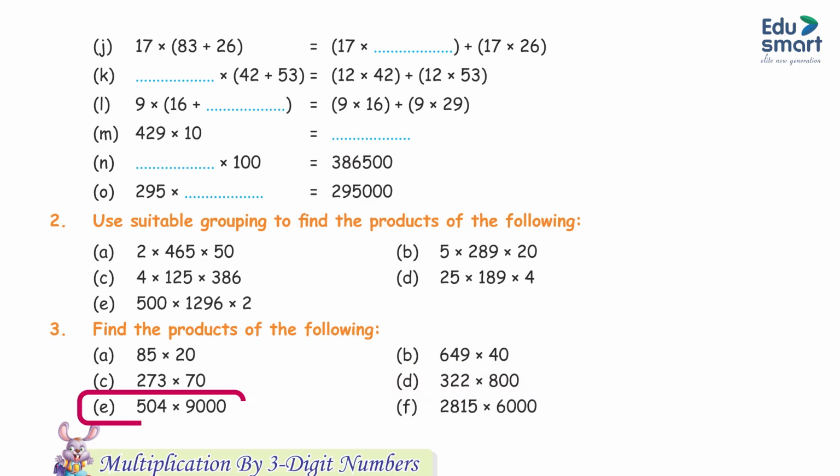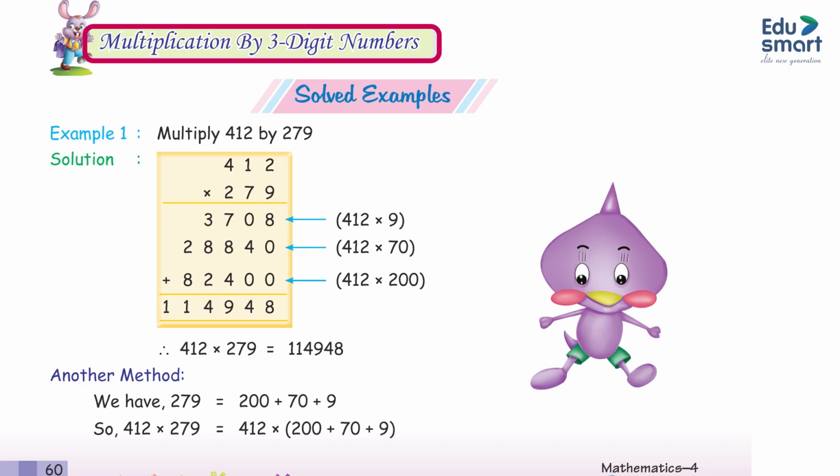2,57,600. E. 504 into 9,000. Answer 45,36,000. F. 2,815 into 6,000. Answer 1 crore 68,90,000. Multiplication by 3-digit number.